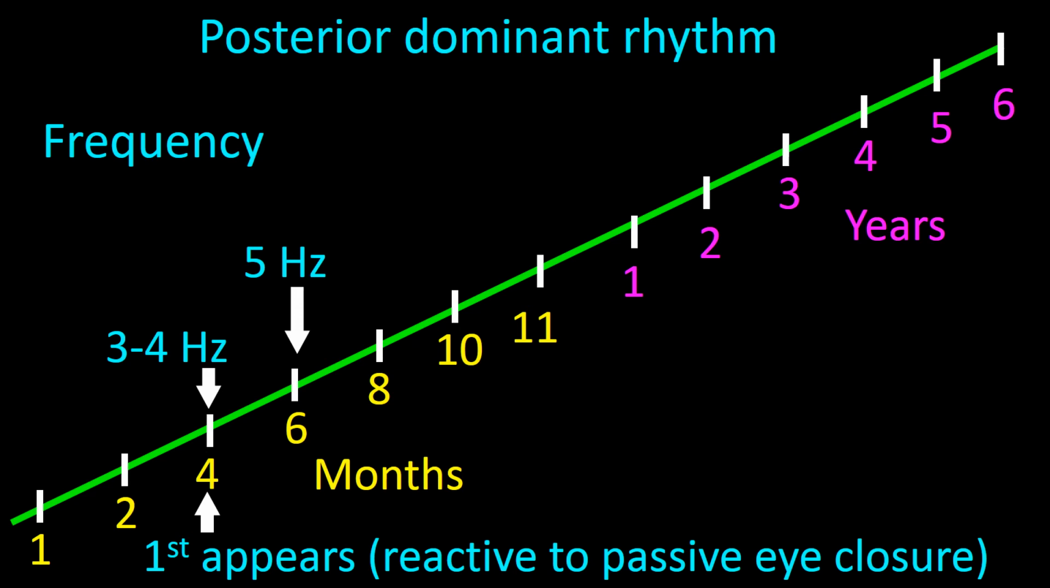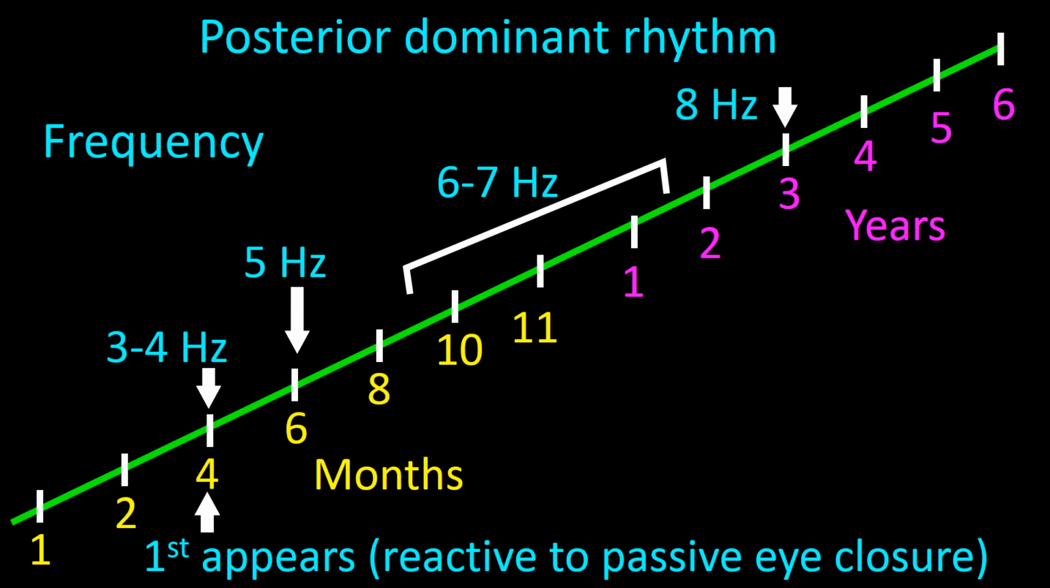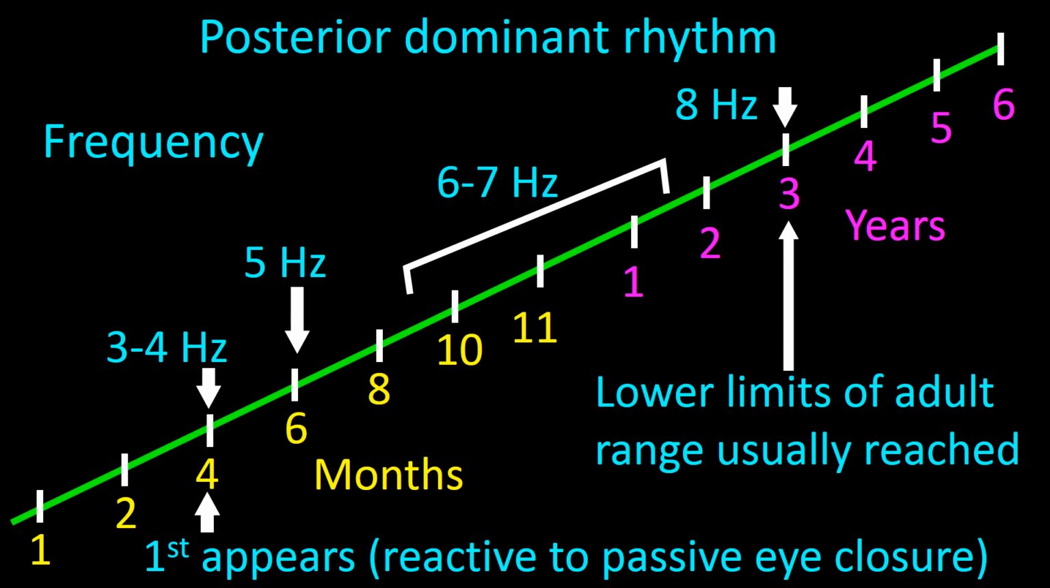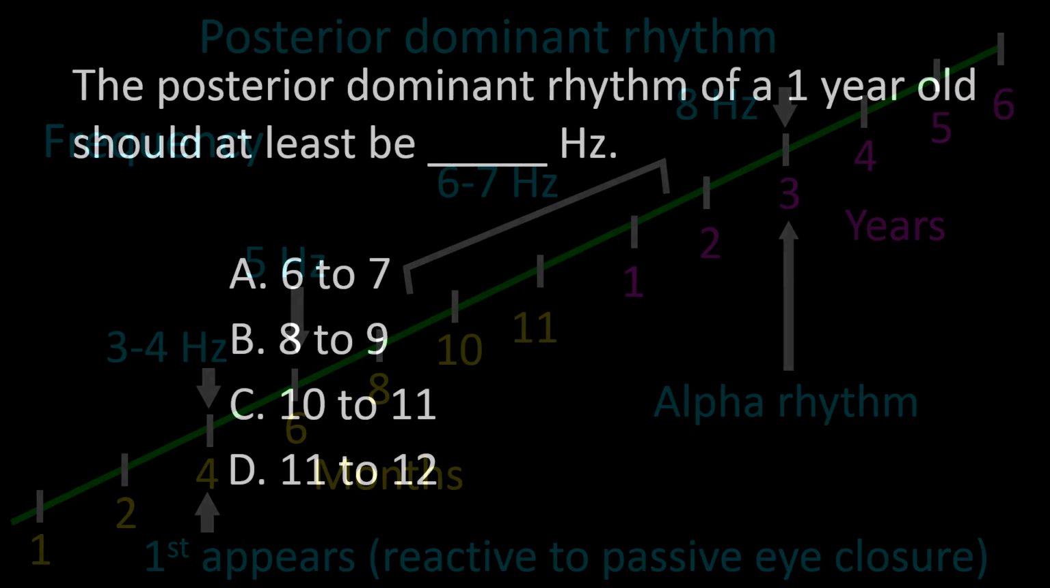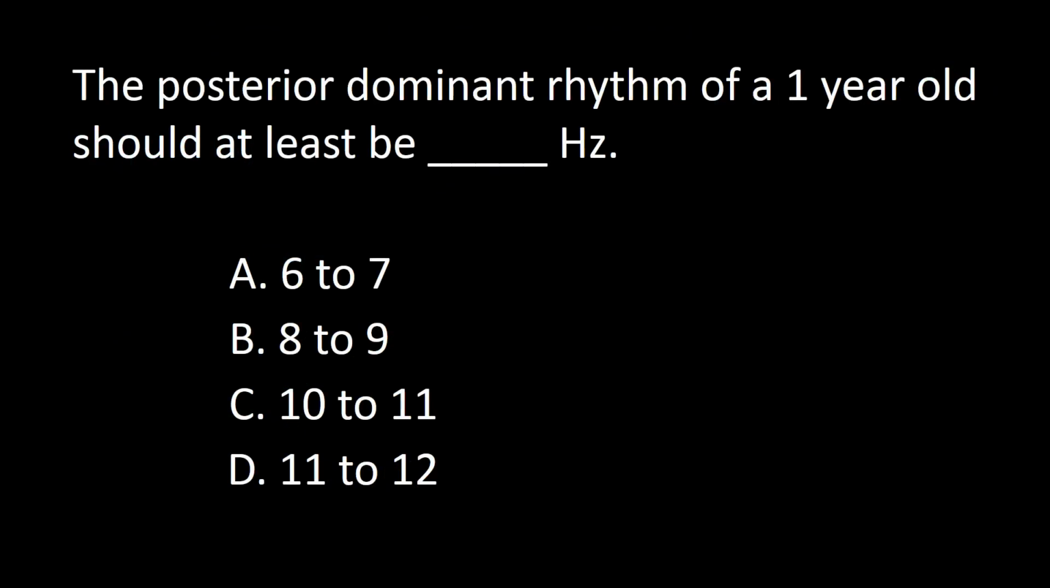By 6 months, the prevalent frequency is 5 Hertz. From about 9 months to about 18 months, the prevalent frequency is 6 to 7 Hertz, and then 8 Hertz. The lowest adult limit is usually achieved by 3 years of age. The term alpha rhythm is often used instead of the term posterior dominant rhythm at this junction. So the answer to this question is A.